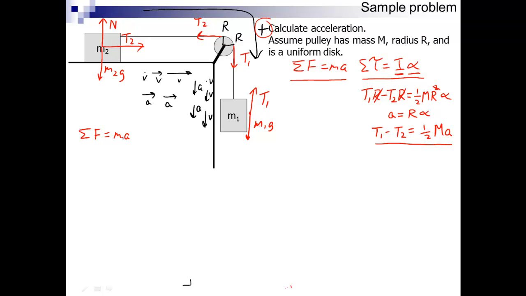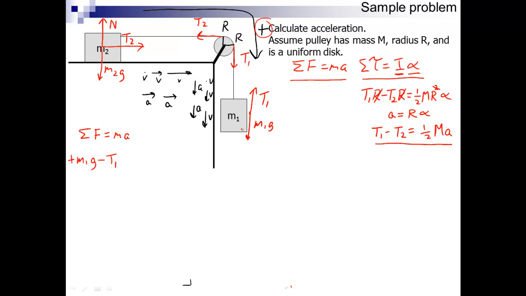Now, I'm going to look at this as a system. So let's write out the system equation. The first force I'm going to look at is M1G. It's downward for that object, and we decided downward there would be positive. So that's going to be a positive M1G minus its tension T1.